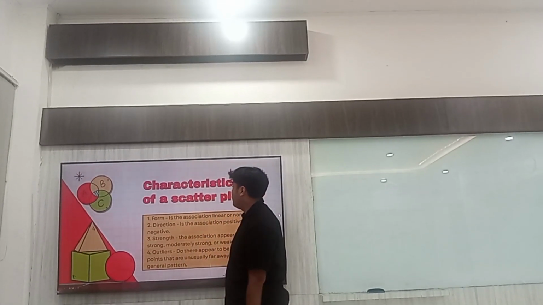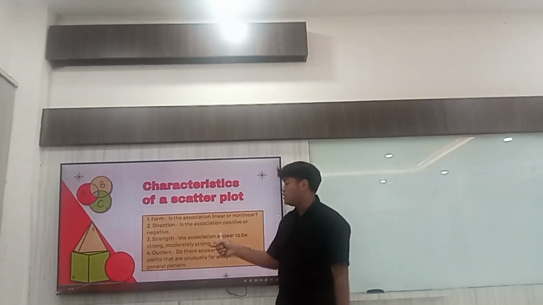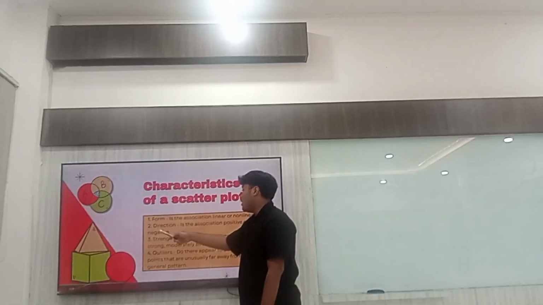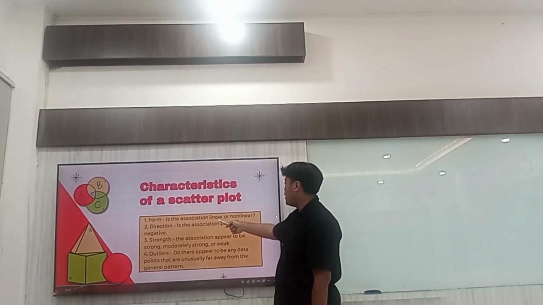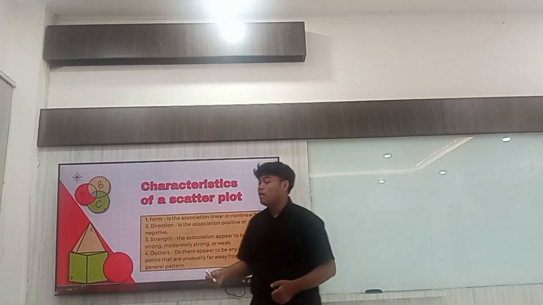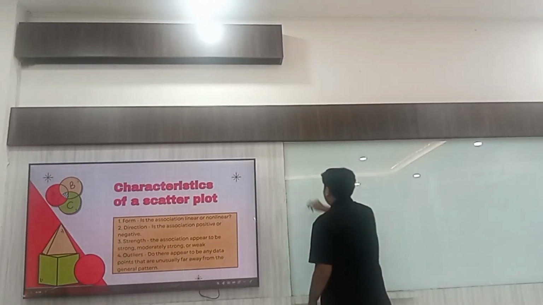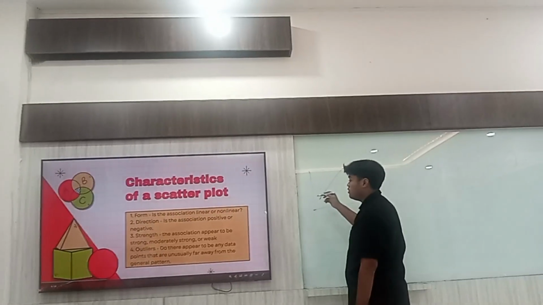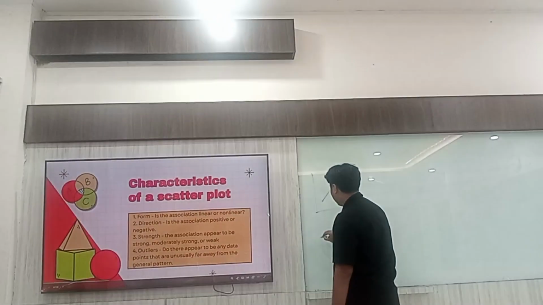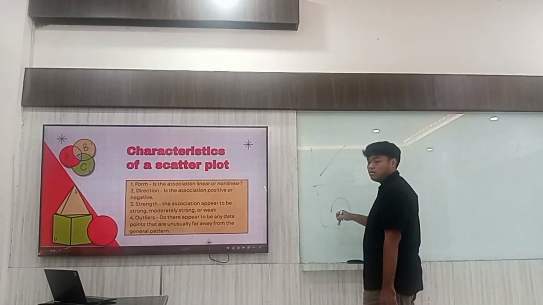Okay, then I will explain characteristics of scatter plot. The first one is form. I can divide it into two, that's linear and non-linear. What's the meaning of linear and non-linear? Linear is like a straight line, and non-linear is like this.